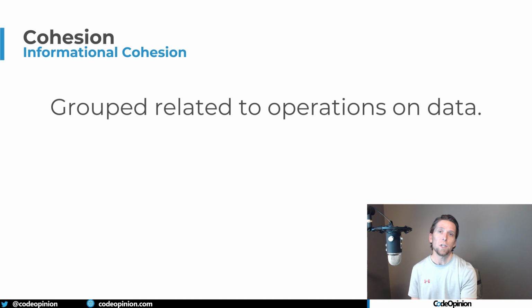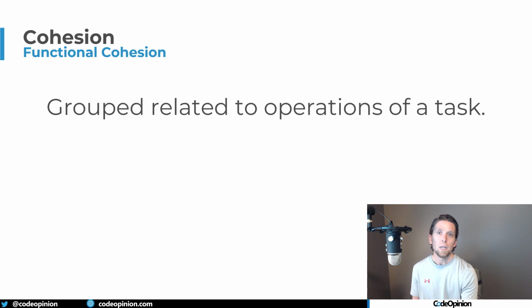So there's two ways that I want to talk about cohesion. The first is informational cohesion, which I think is probably the most common, which is you're grouping your functions or methods around the data structures that you're working on. The second is functional cohesion, which is instead you're grouping your methods or functions around behaviors, around tasks, around operations that you need to perform.